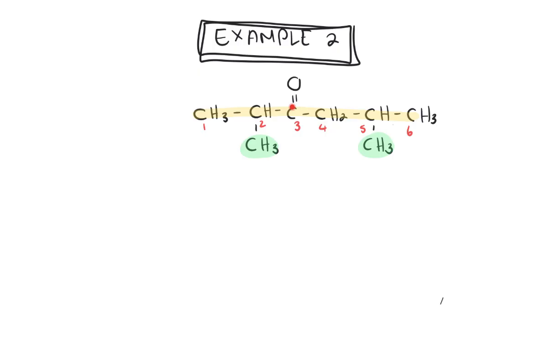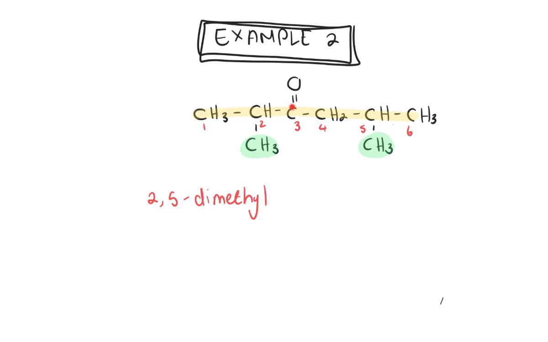Okay, so when I'm writing my name, I'm going to start with my prefix. I have a methyl on carbon number 2, comma, and number 5. And remember, to indicate that I have 2, I have to put the di in front, dimethyl. Even if that methyl group was on this carbon as well, you would have written 2,2 and dimethyl. Okay, and so that's all my substituents.